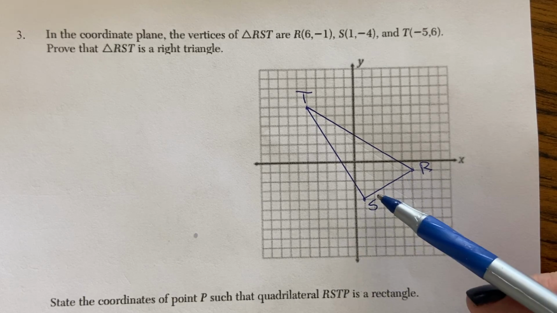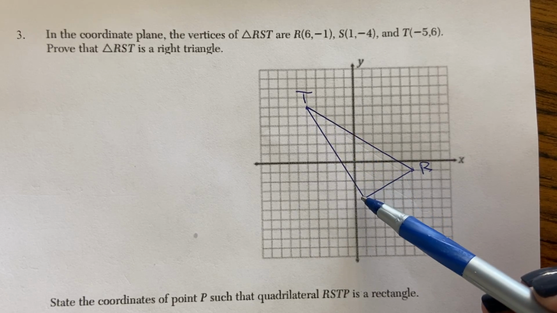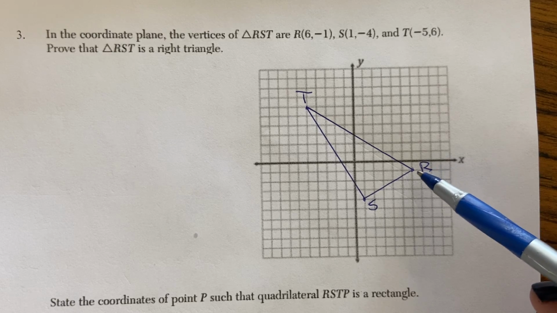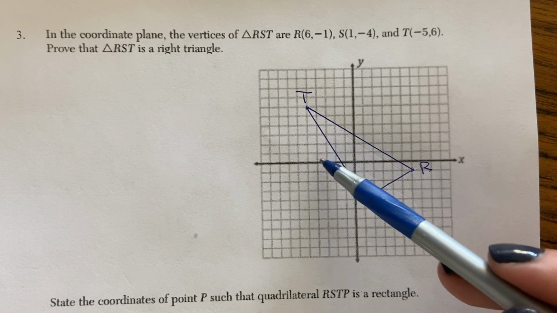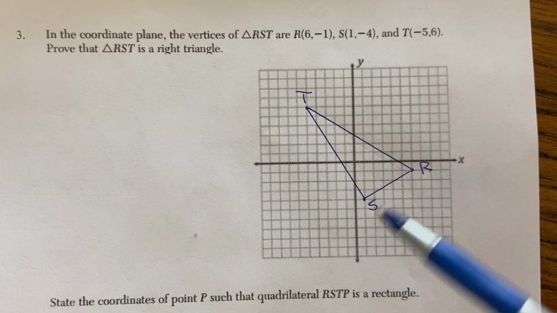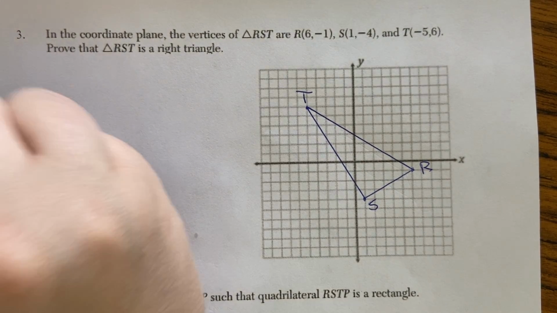So me looking at this, it looks like there would be a right angle at S. So I'm going to find the slope of TS and then the slope of SR, and then, if it is a right triangle, well, they're telling me to prove it, so it will be, show how these are negative reciprocal slopes. So I'm going to start with the slope of TS.